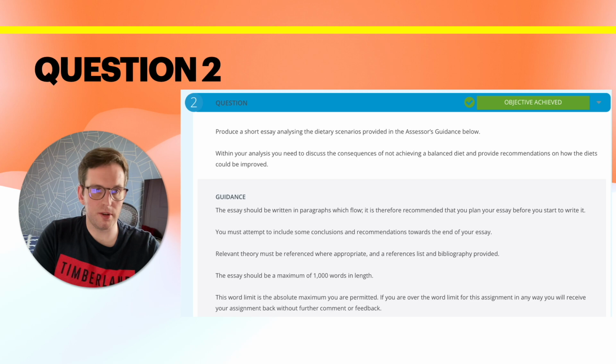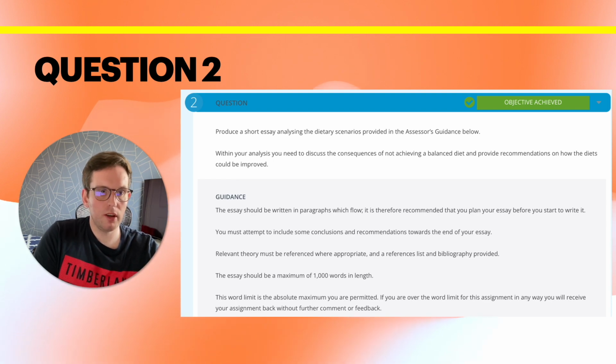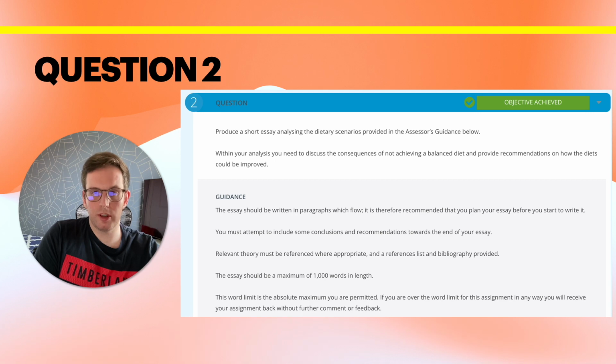This is question 2. Question 2 is that you need to produce a short essay analysing the dietary scenarios provided in the assessor's guidance below, which I'll show you later on. And within your analysis, you need to be able to discuss the consequences of not achieving a balanced diet and provide recommendations. Again, it's really important that you read the grey guidance, as this essay should be written in paragraphs that flow.